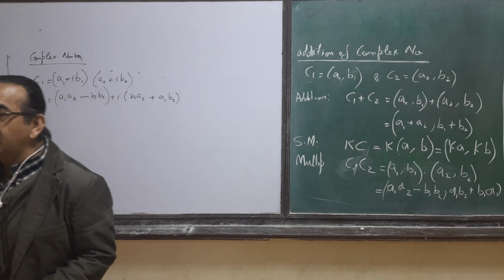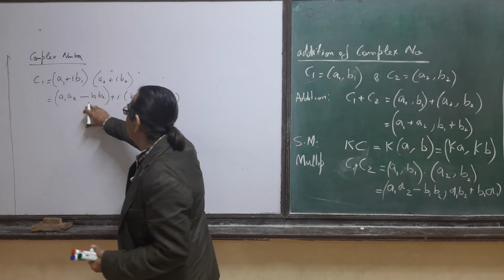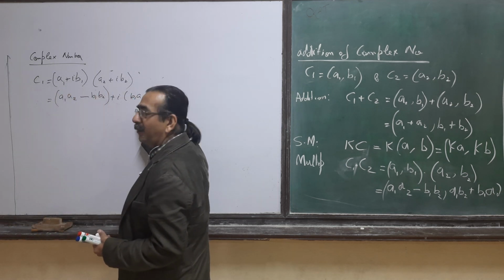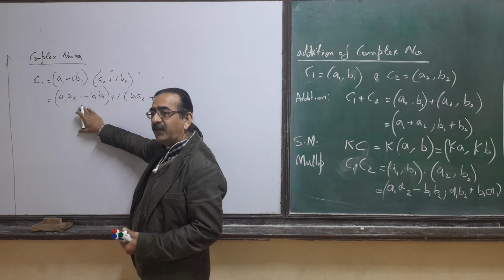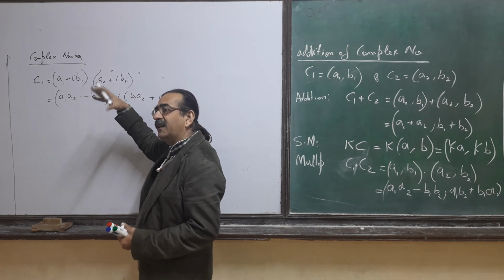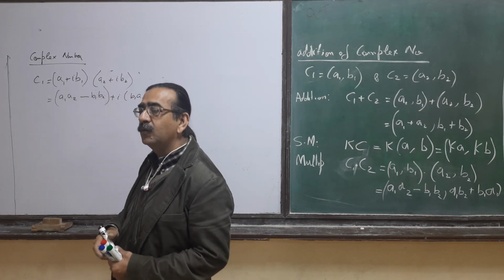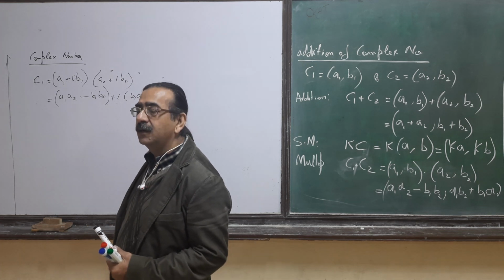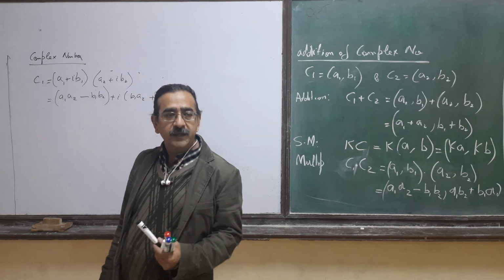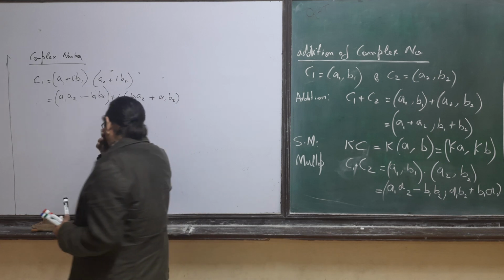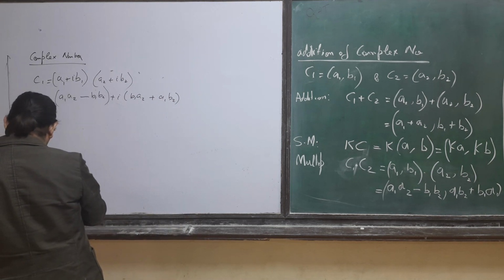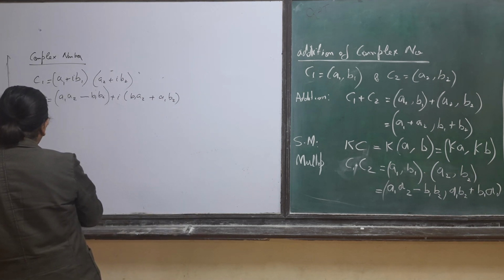If there are three numbers, then two of them become one number. This is the first element of the ordered pair, this is the second, and then you multiply a third number. In this way, you may multiply n complex numbers.